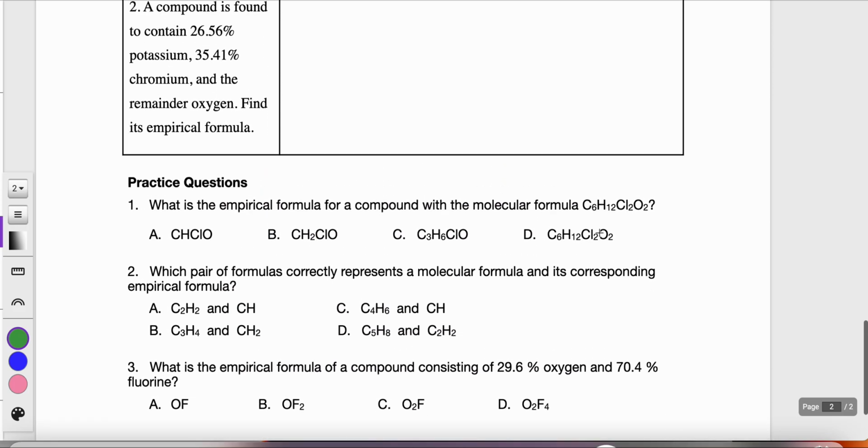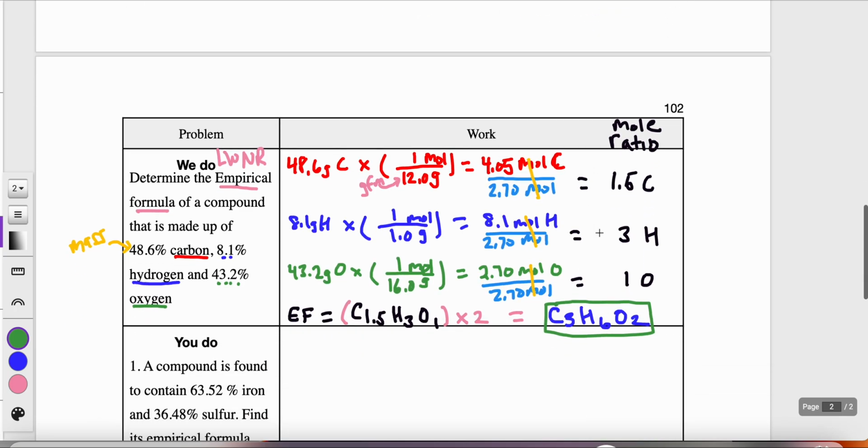You try the you-dos at the bottom of this page and the multiple choice questions. Check your answers with your teacher.